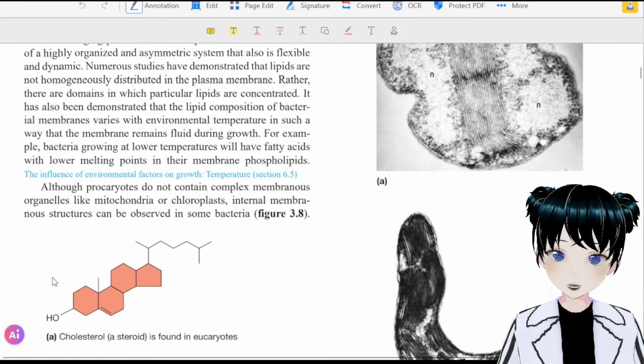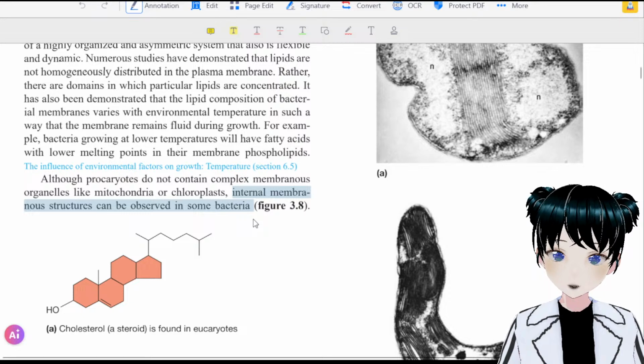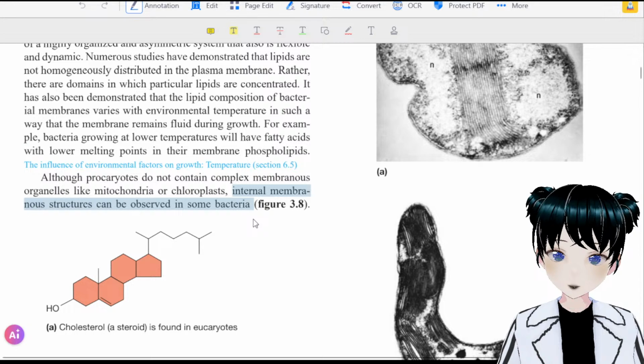Although prokaryotes do not contain complex membrane organelles like mitochondria or chloroplasts, we know they don't have these, but there is a replacement for everything, even for them. So internal membrane structure can be observed in some bacteria. Again, it's in some bacteria, like cyanobacteria. These are the type of bacteria that do photosynthesis. Not all bacteria do photosynthesis.